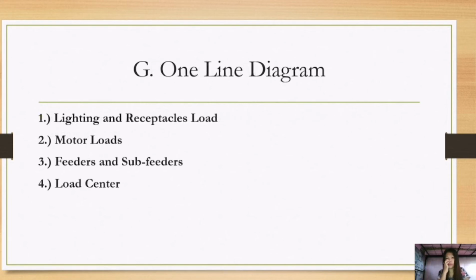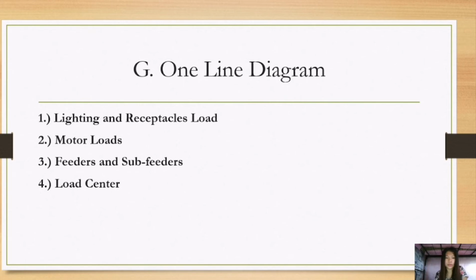Then we have one line diagram, or also known as single line diagram. It has light receptacle loads, motor loads, feeders, and sub feeders. And load center. It has single line and schematic diagram of lighting receptacles panel boards, showing mains and branch circuit rating, and also size of conductors for feeders.